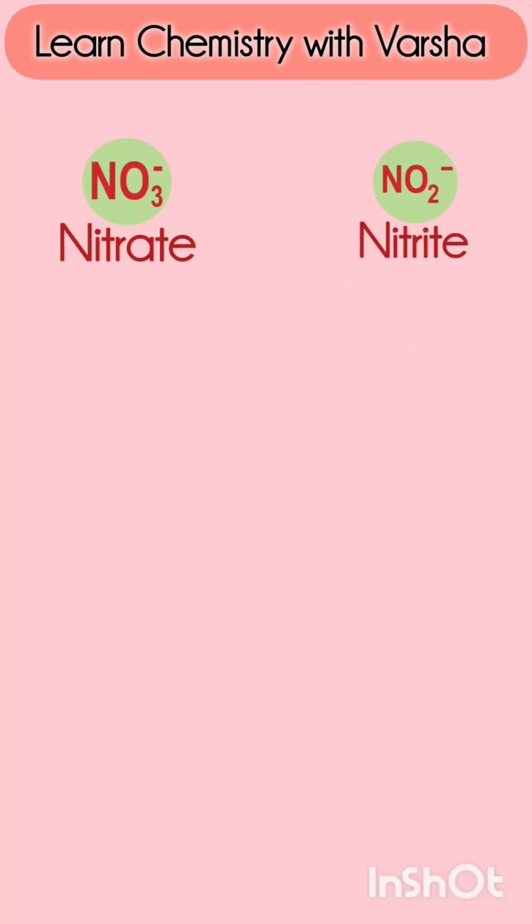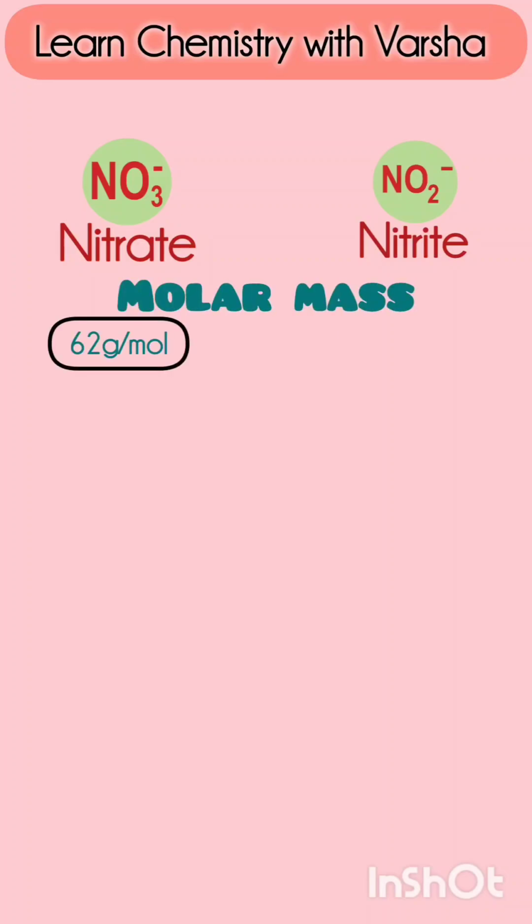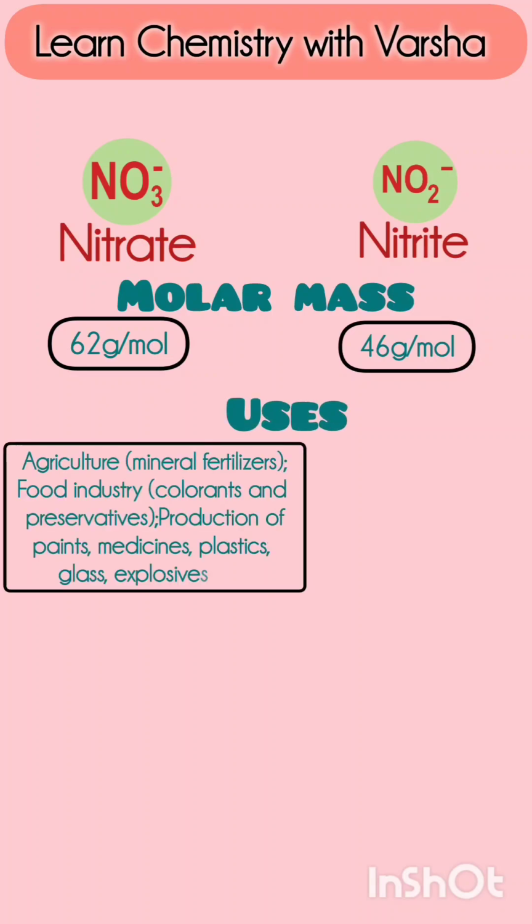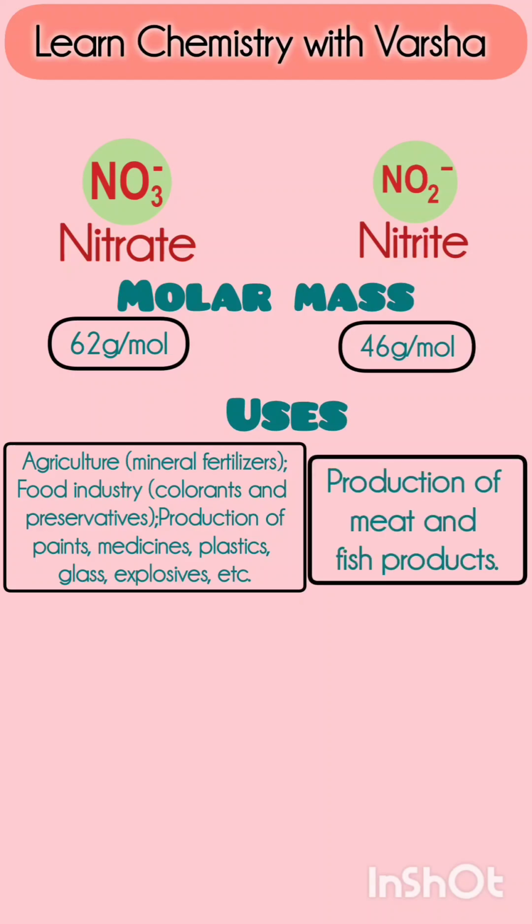Now moving on to the next slide with the points of difference between nitrate and nitrite ion, that is NO3 negative and NO2 negative. Molar mass of nitrate ion is 62 gram per mole, while the molar mass of nitrite is 46 gram per mole. Nitrates' uses are agriculture, that is mineral fertilizers, food industries, that is colorants and preservatives, production of paints, medicines, plastics, glass, explosives, etc. And the use of nitrite, that is NO2 negative, is production of meat and fish products.